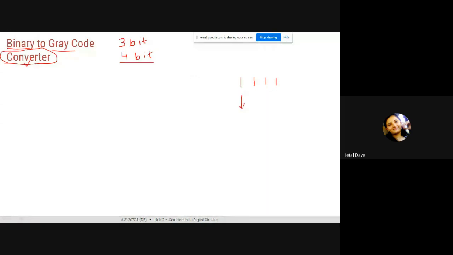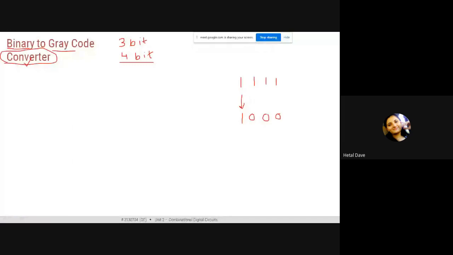What is the method? The MSB will be copied. Then the next 2 bits will be XORed, again the next 2 bits will be XORed, and the last 2 bits will be XORed. So we can see that this maximum binary number has a gray equivalent with 4 bits.